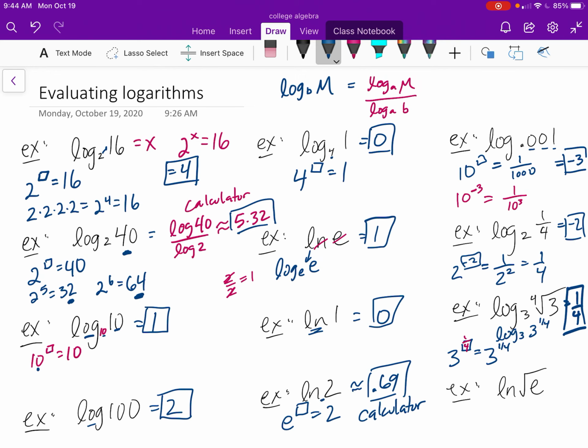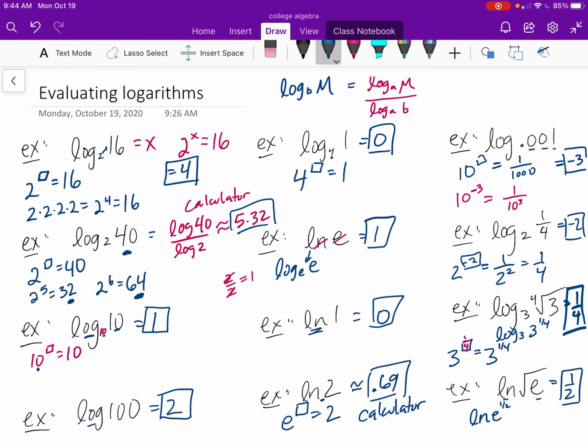All right, the last one I wanted to include, again, because we have an ln and this e. You could almost think of these canceling, but ln of e would be 1. ln of square root of e is not 1. We can rewrite the square root of e as e to the 1/2 power. So now our answer is 1/2.